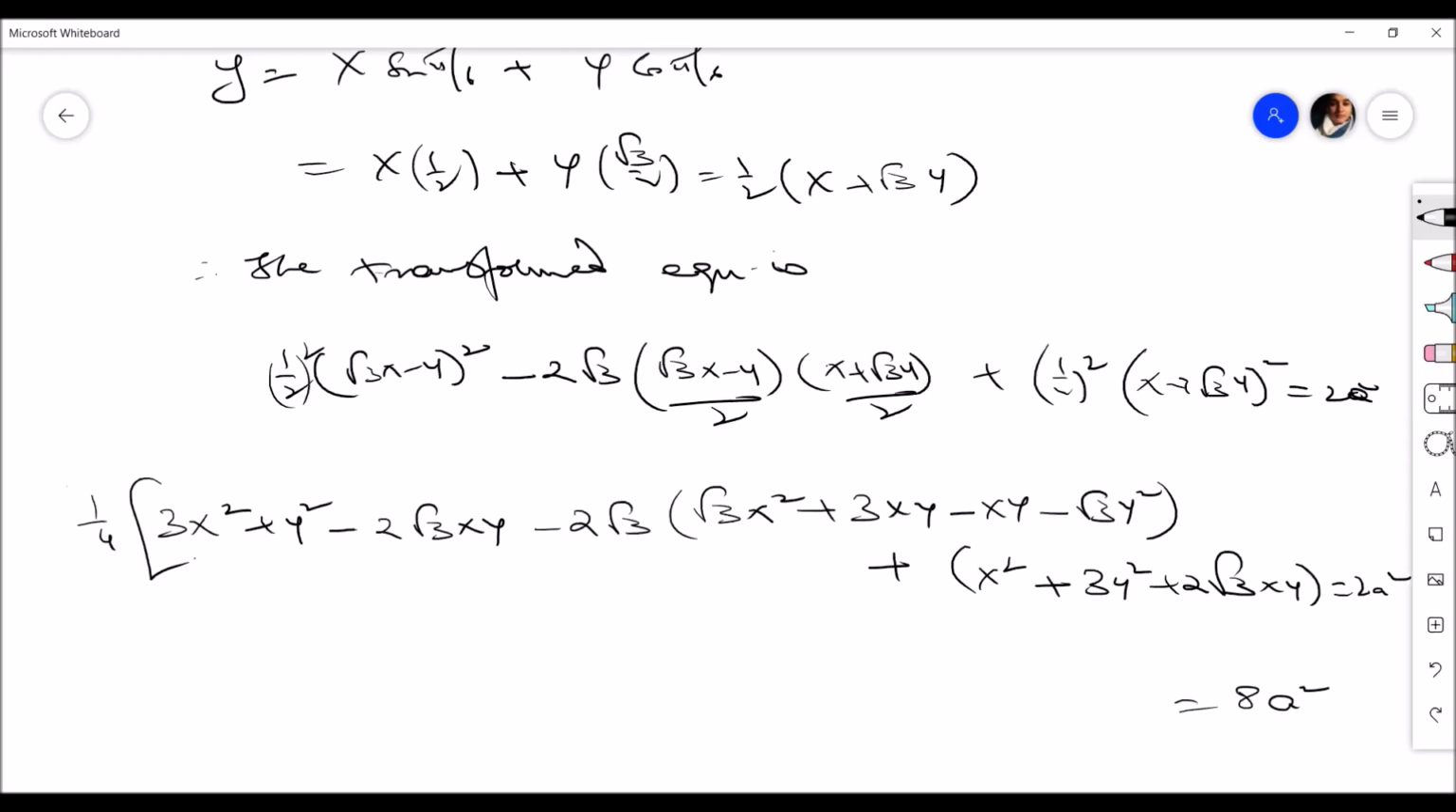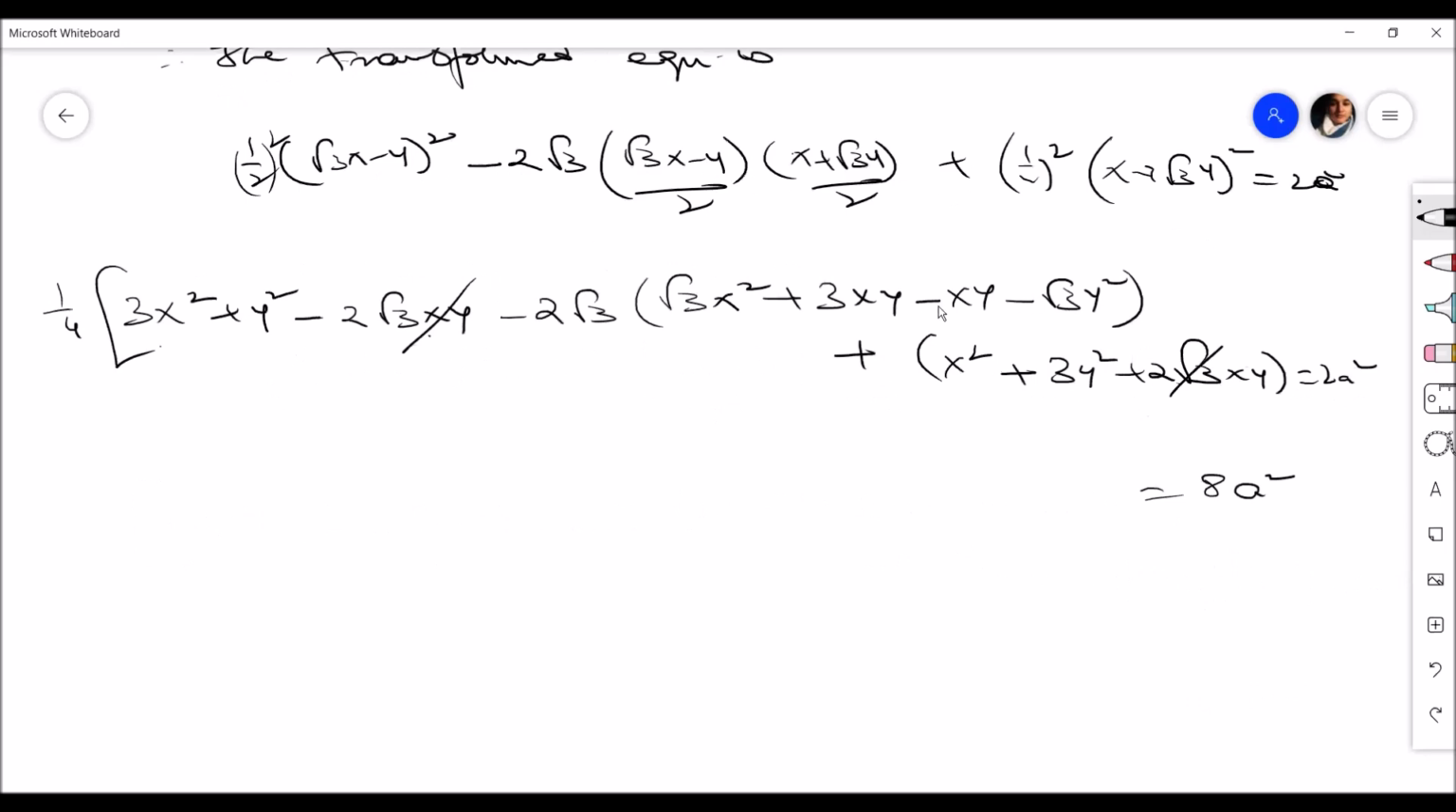So let's see what terms get cancelled. 2 root 3 xy gets cancelled. And what am I left with? That's 1 by 4 of 3x square. In fact, I've multiplied by 4 to the RHS. Let me write one more step so that I can expand this bracket as well. It will be easier for you. So that will be 3x square plus 4 plus y square minus 2 root 3. I'm sending it inside. So that will be minus 2 into root 3 into root 3 into x square.